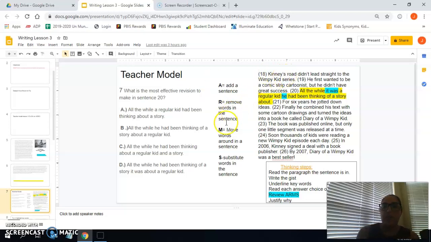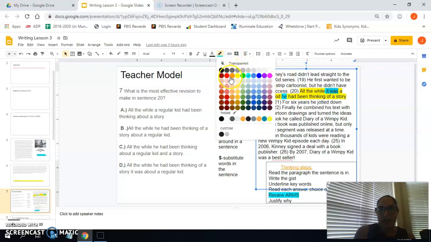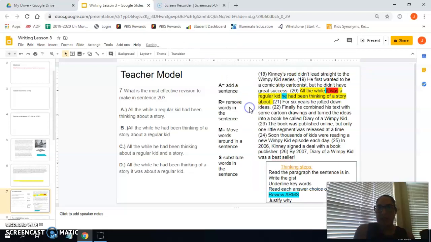So, remove words in the sentence. Well, I do see "after a while it was a regular kid." Right here, "it was" kind of doesn't really make sense. So I'm going to put that in red because I might have to remove that from my sentence.